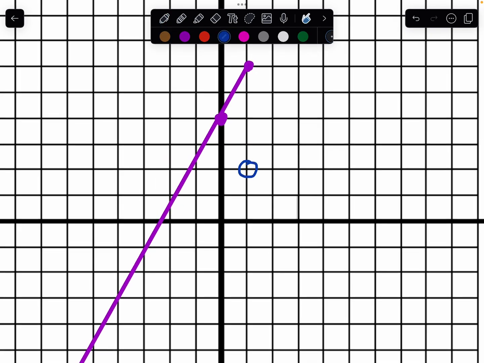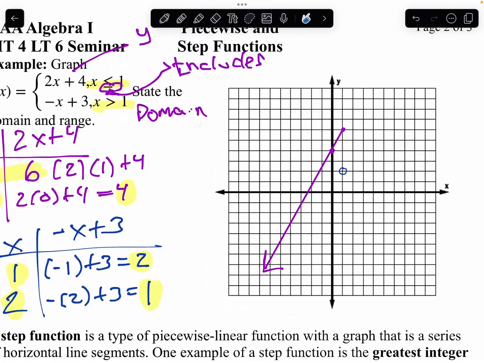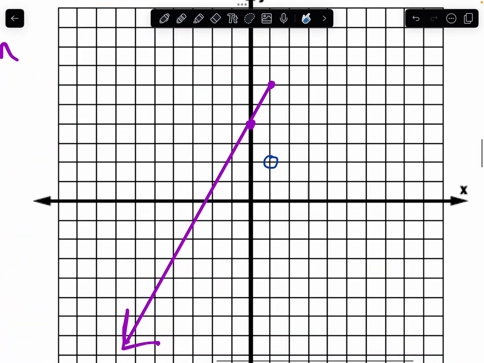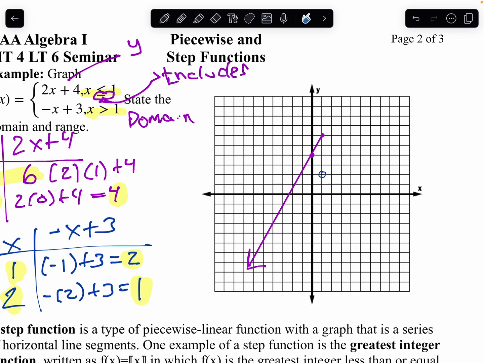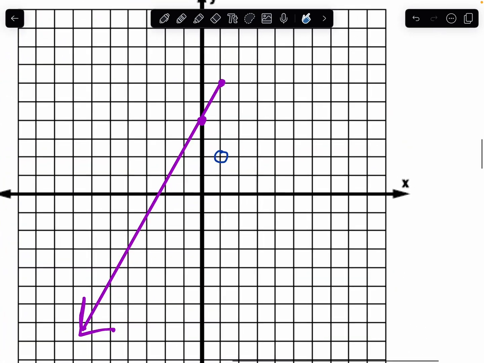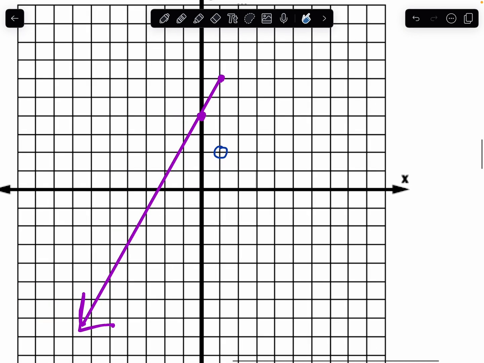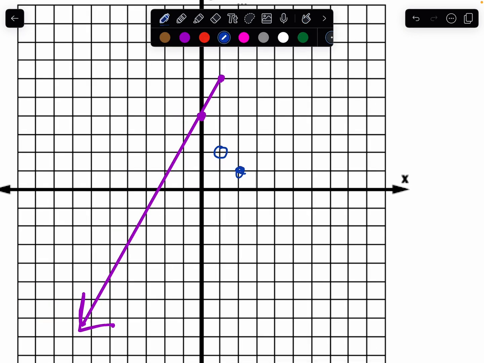Now my next one is going to be a closed circle because that's on the line. Everything is on the line except the open circle, except for that endpoint. So over 2 and up 1. Then I'm going to draw my line going through those 2 points.